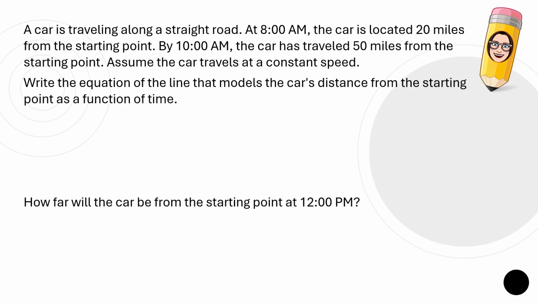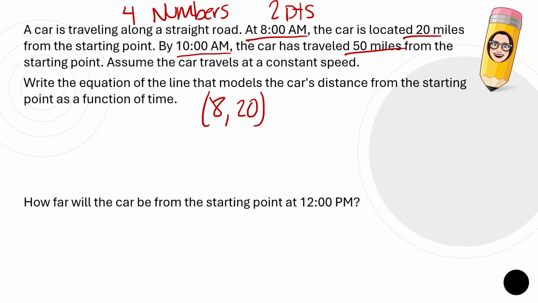This is unique. This didn't happen in our first video. In our first video, we had 2 numbers or we had 3 numbers. But now I have 4 numbers. Maybe make a note of that. If I have 2 points, I'm saying at 8 a.m., 20 miles away, and then at 10 a.m., 50 miles away. That's 2 points in time.